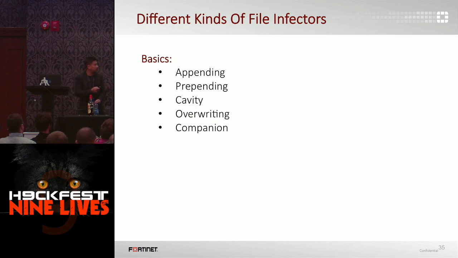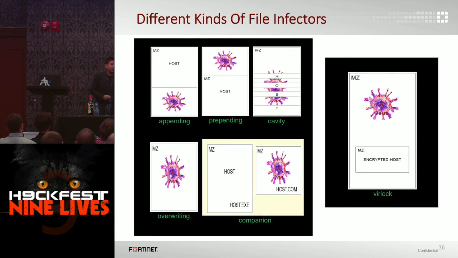Prepending is just at the bottom. Cavity is harder to clean because it looks for spaces in your executable and puts its code inside. Overwriting just overwrites everything. If you have an overwriting file infector, you have to reformat your system.